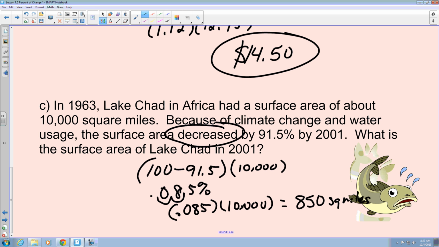Okay? And that is being able to use percent change. Hope this helps.